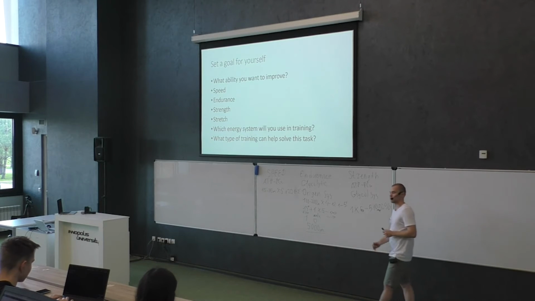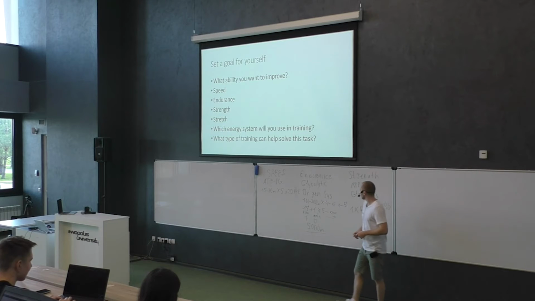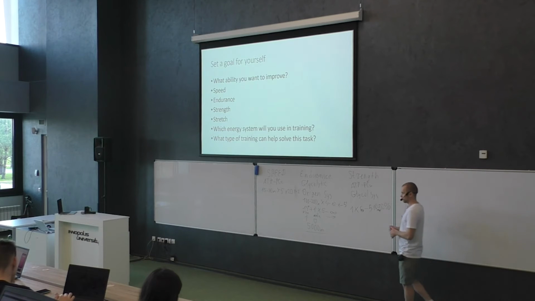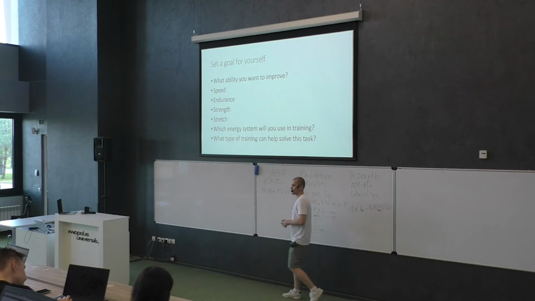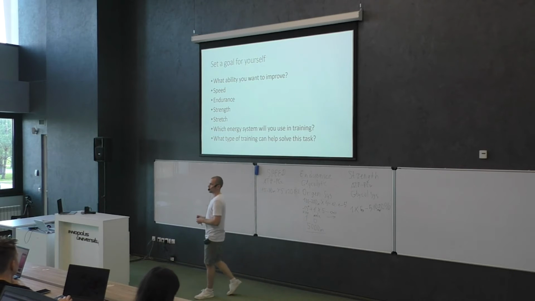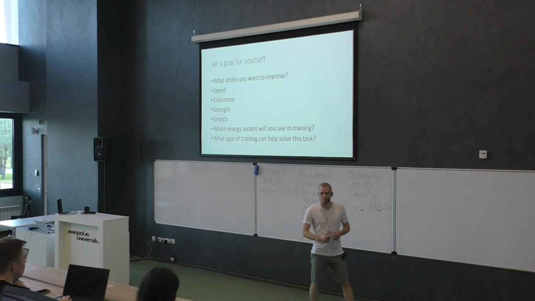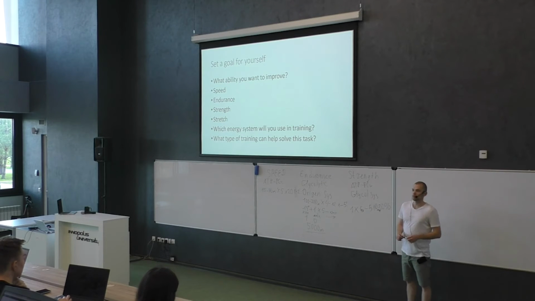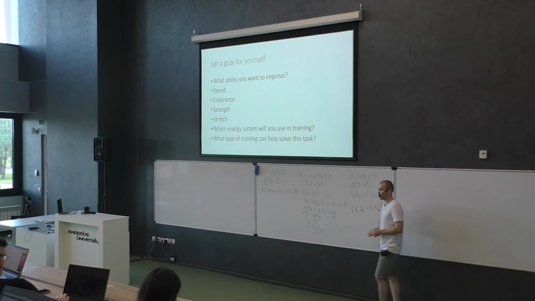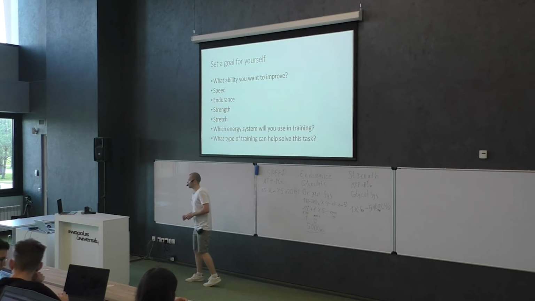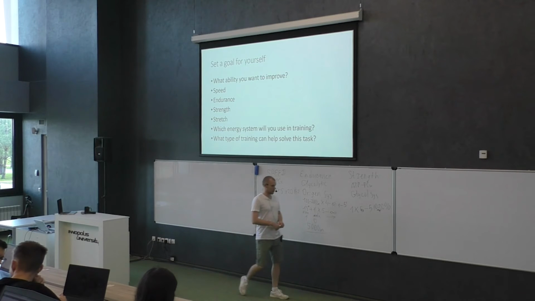Another example, when you want to do 100 kilograms for 10 repetitions, which energy system will you use? Also, we will use the glycolytic system because 10 repetitions is about 30 seconds.